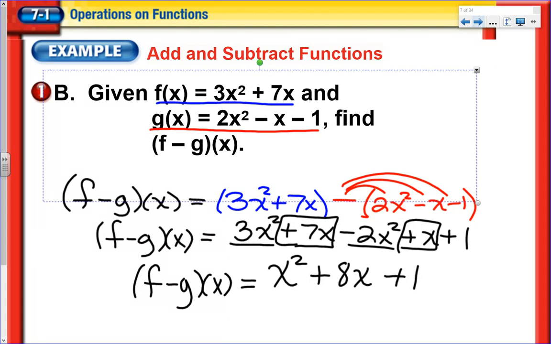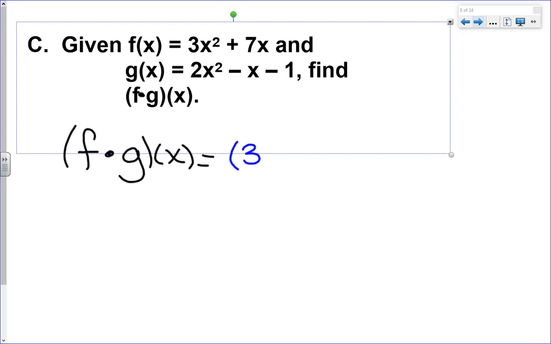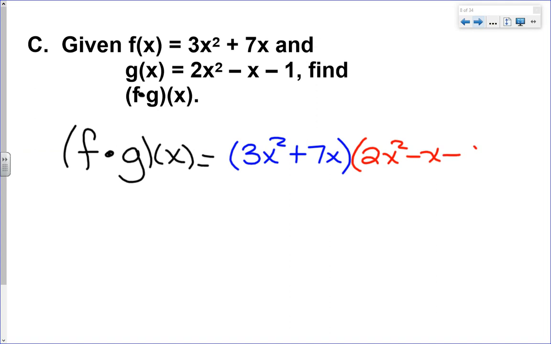Now we're going to do a multiplication because it would just make sense. Now, multiplication is a closed dot. I couldn't make the closed dot show up, so I'm just writing it in. It is f times g of x. So we are going to find f times g evaluated at x. So I need to write my f function first, which is 3x squared plus 7x. And I am going to multiply it by all of g of x. So that is 2x squared minus x minus 1.